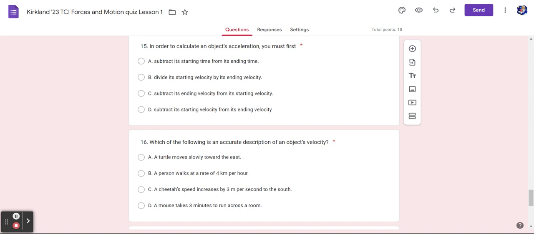Number 16. Which of the following is an accurate description of an object's velocity? A. A turtle moves slowly to the east. B. A person walks at a rate of 4 kilometers per hour. C. A cheetah's speed increases by 3 meters per second to the north. D. A mouse takes 3 minutes to run across a room.